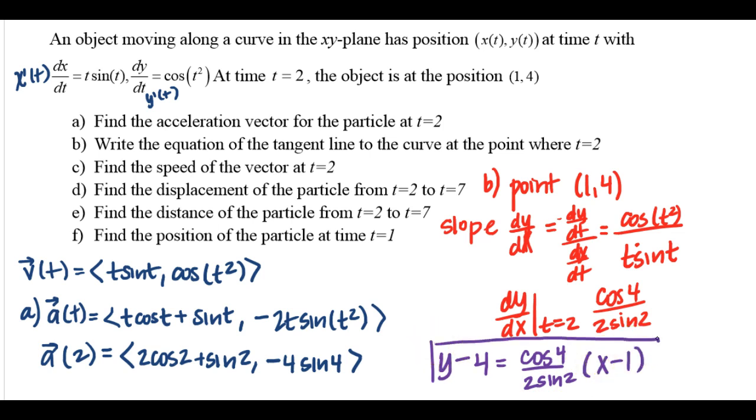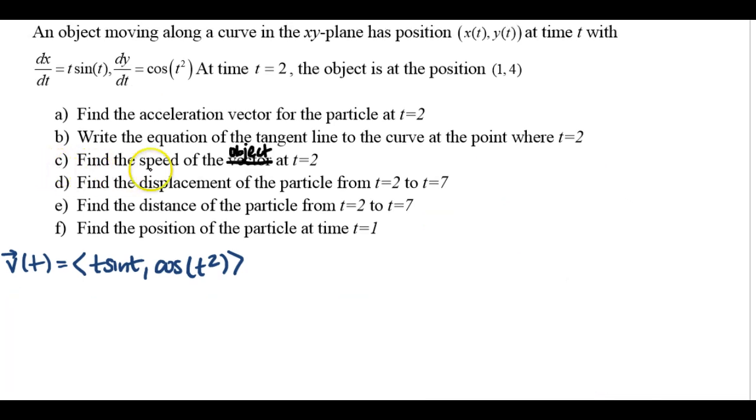So here is my equation of my tangent line. And there's no need to simplify. If this was a free response question, we leave it like this. If it's multiple choice, of course, we might have to do some rearranging to make it match one of the answers. Moving on to part C, find the speed of the object at t equals 2.